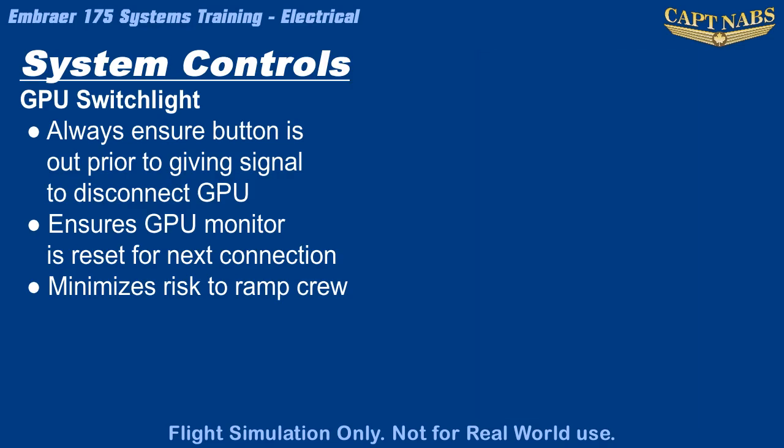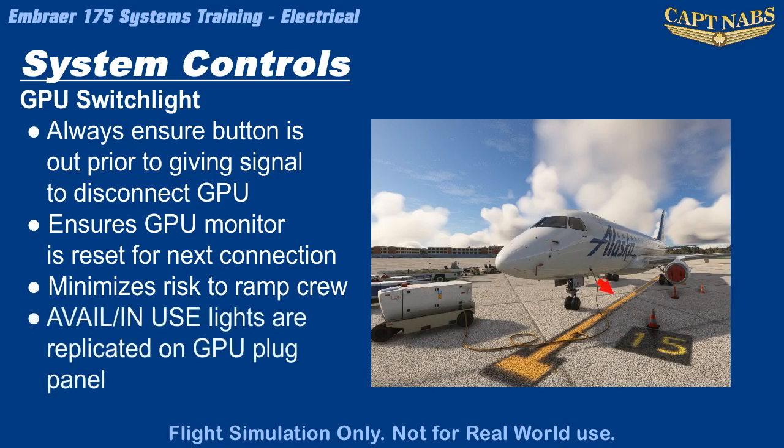It should be noted that these two lights on the GPU switch are replicated on the GPU plug panel on the nose of the aircraft, so ground personnel can also see if AC power has been recognized and/or is being used. However, ground crews should never disconnect ground power based solely on this indication, but should be in communication with personnel in the flight deck to ensure the correct position of the GPU switch.